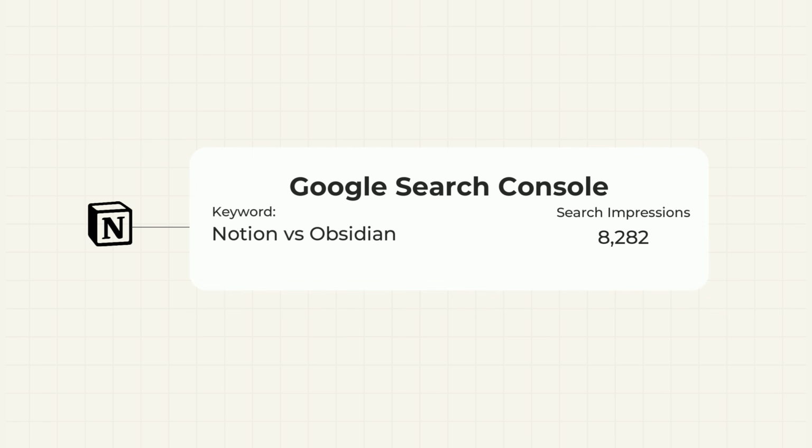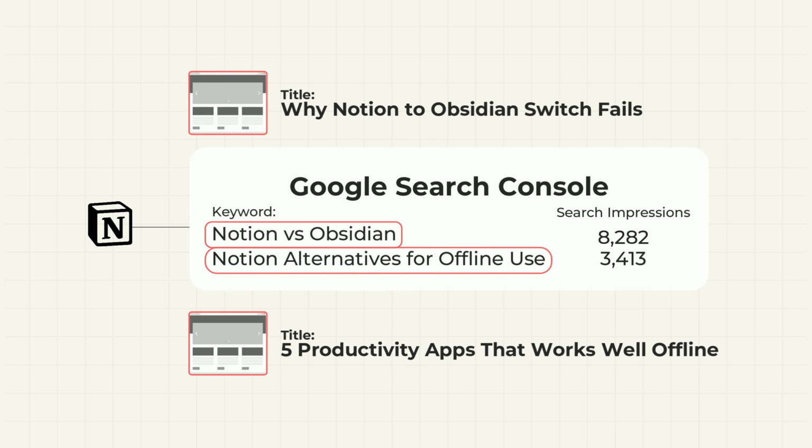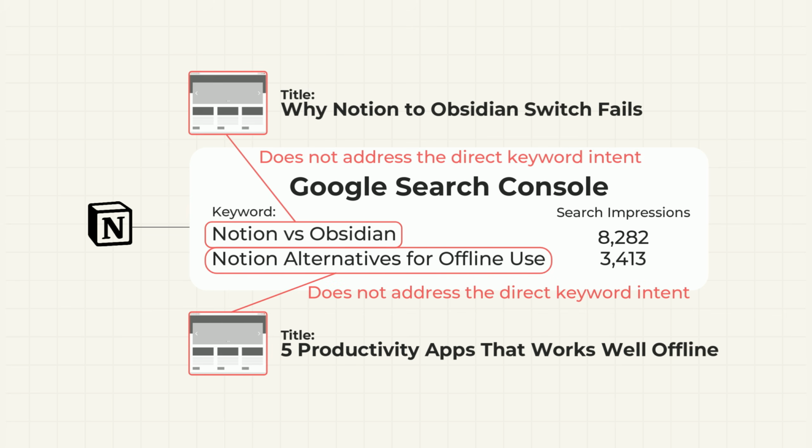Another example would be if you are Notion and you are seeing queries like Notion versus Obsidian or Notion alternative for offline use, generating search impressions, but the page that is ranking for those keywords is not addressing the keyword intents directly, you have a demand gap. People are considering you, but you are not giving them the content they need to choose you over the competitor. Now, these are just some examples of the demand gap. Your brand's data will tell many different stories. You just have to do deep analysis to understand the underlying meaning of your keyword data.